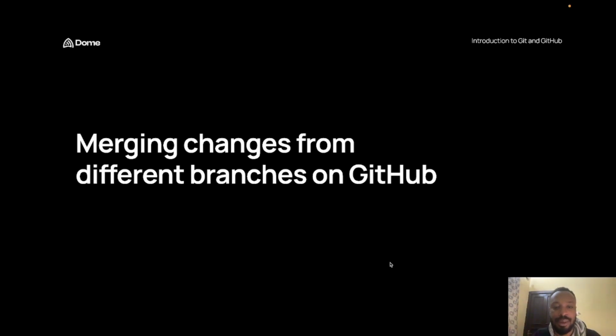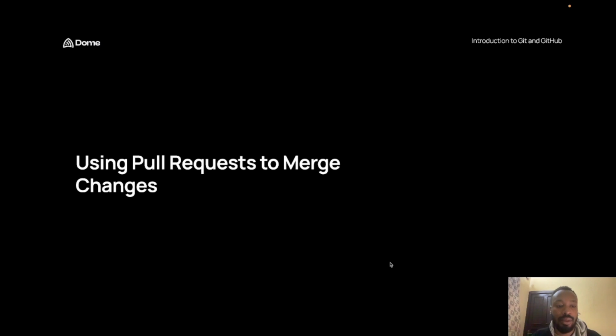All right, so welcome to this part. We're going to look at how to merge changes from different branches on GitHub. So what we're going to simply use is how to use a pull request to merge changes on GitHub.